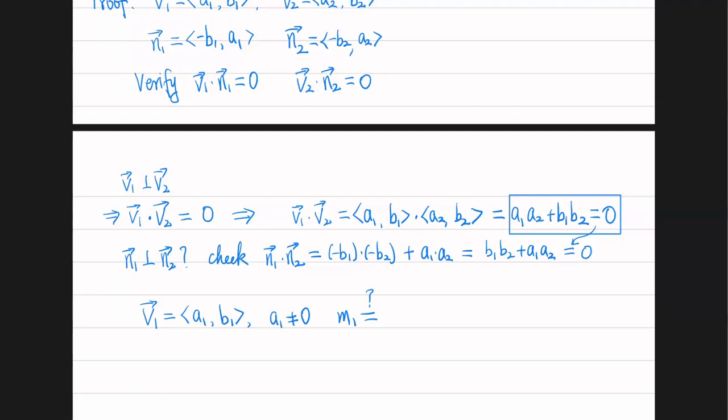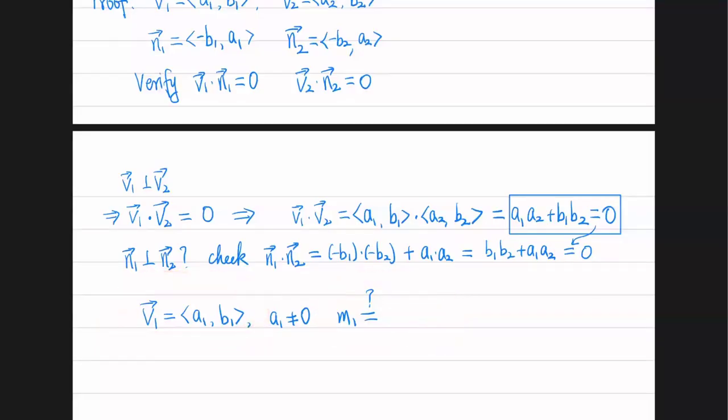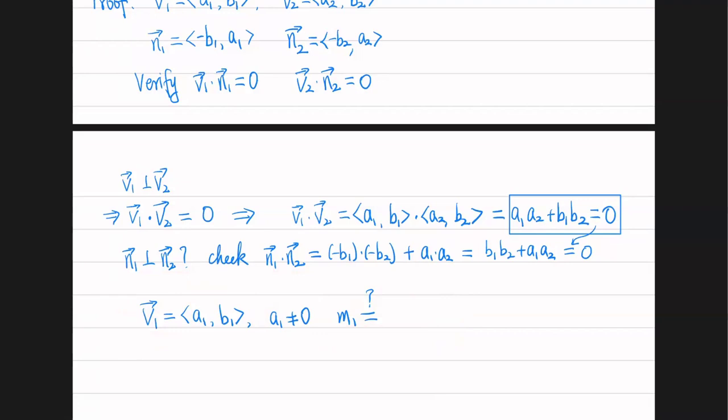If we have the direction vector, could we tell the slope? Remember, there's a formula for this. What's the formula, from direction to slope? If A is not equal to 0, then the slope exists, and M equals B over A. So that will be B1 over A1.